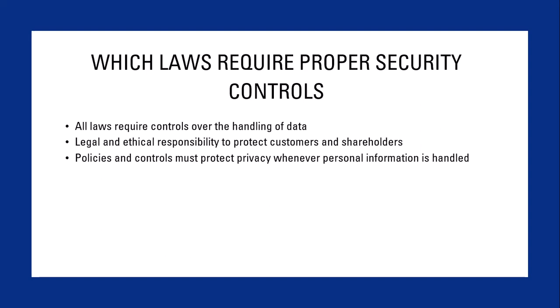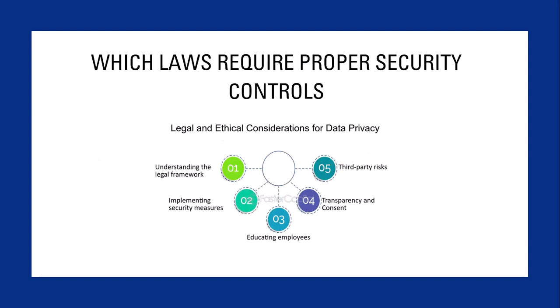Whenever your organization handles personal information, your security policies and controls must be designed with privacy in mind. This is true whether or not a specific law calls for a specific control. The absence of a regulatory requirement does not excuse anyone of the responsibility to protect data. The specifics of how you will protect data will vary depending on the type of data and the system it resides in, along with the risks it faces. Here's a figure that shows some of the legal and ethical considerations for data privacy.